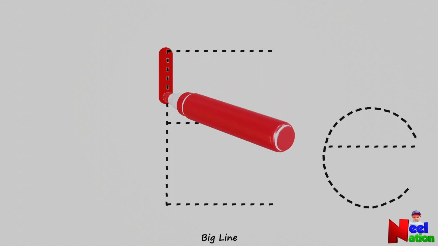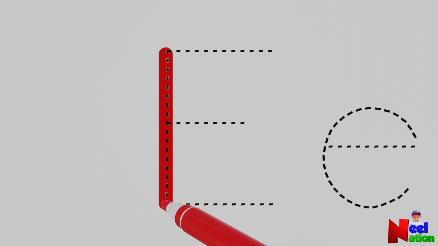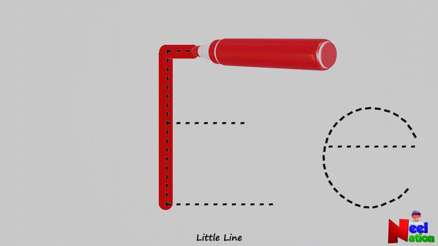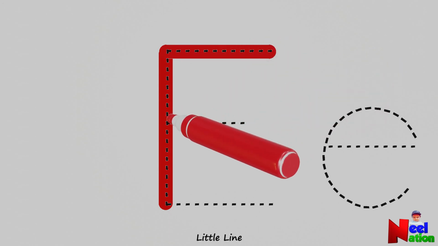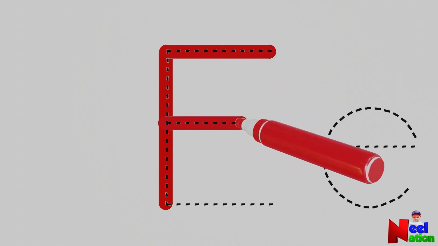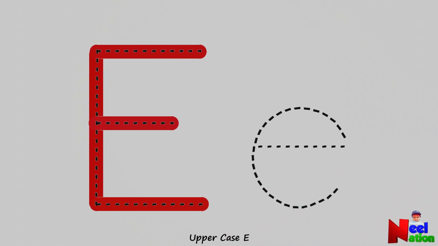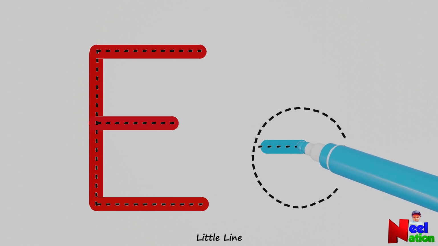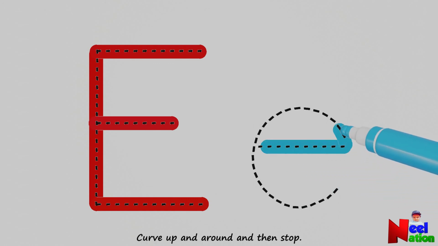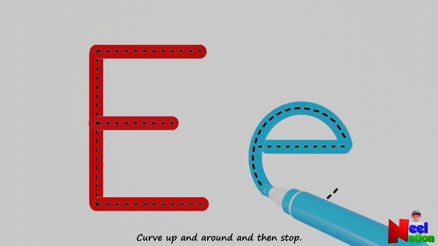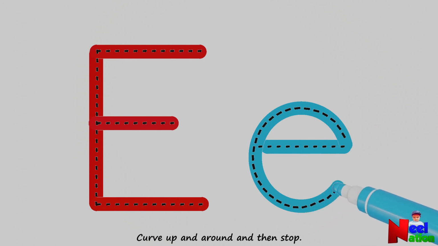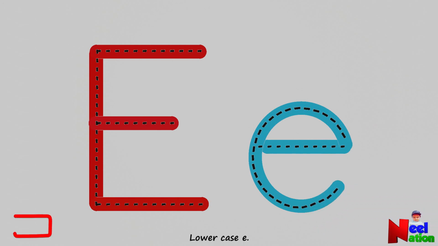Big line, little line, and little line. Uppercase E, little line, curve up and around, and then stop. Lowercase e. Good job!